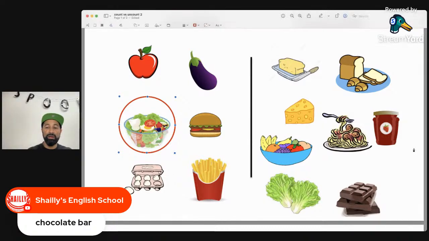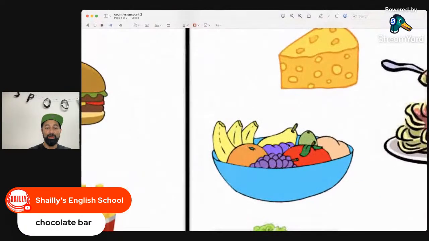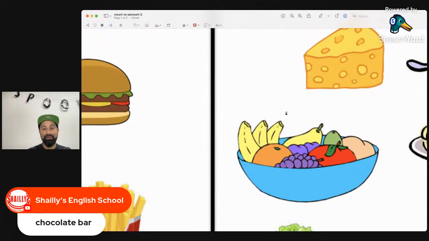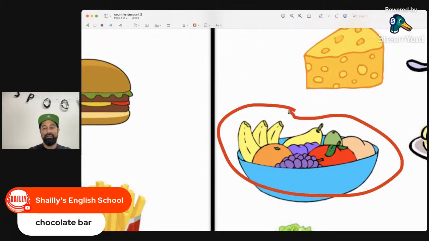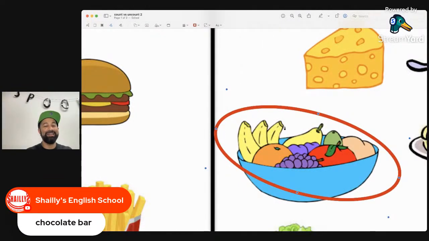And the one that I want everybody to remember is fruit. Fruit is uncountable. Please never, ever, ever say fruits. A lot of people are recently saying fruits, making that noun countable. It is not countable. Fruit is not countable. Please do not add an S to this noun.